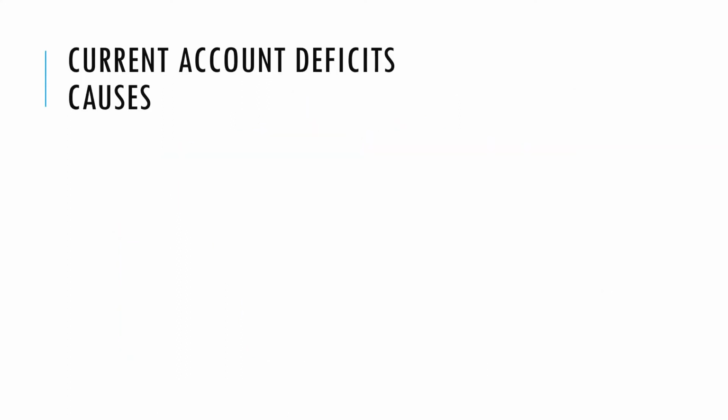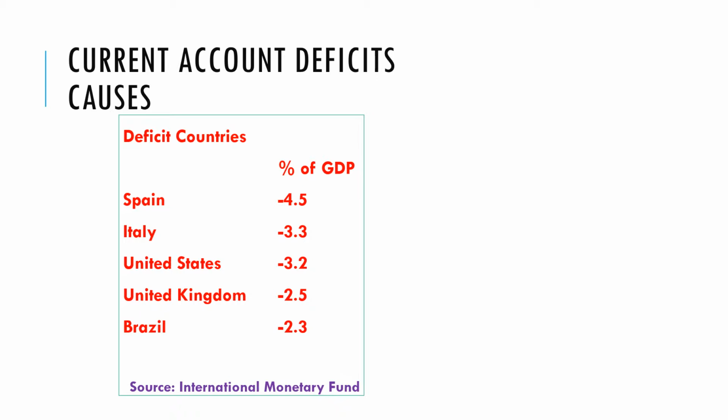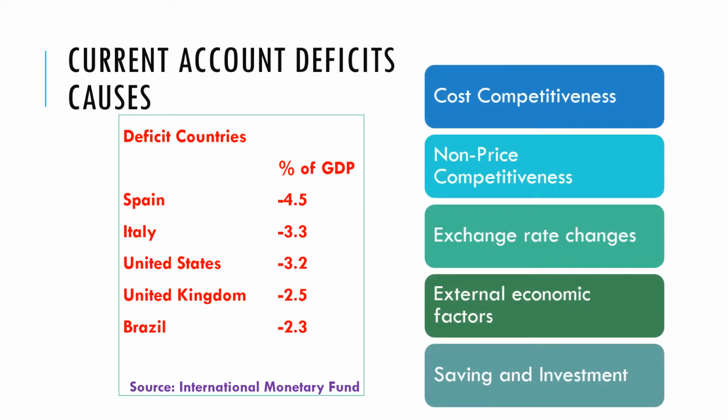So we're going to be looking at some of these deficits and surpluses now and try to ascertain what might be the causes of this. If you have a look at some of the countries who have current account deficits, here are 5 examples. What might be some of the causes of a current account deficit within a country? Well, it might be the case that the country's products are not very competitive in terms of price, and so they don't export very much. Likewise, they might not be very competitive in terms of quality or other non-price factors, so it's hard for them to export and they import instead.